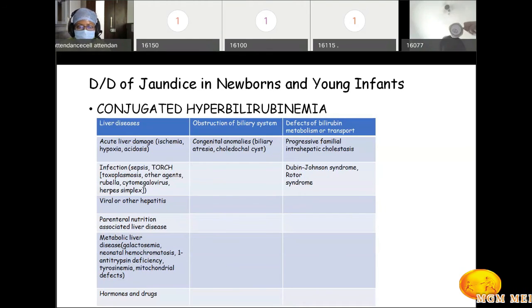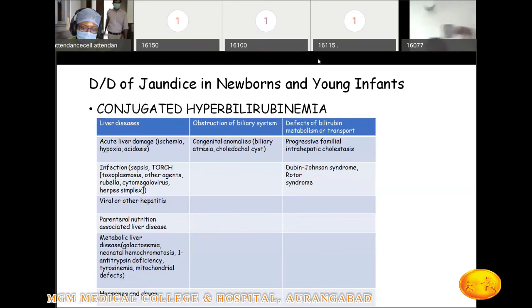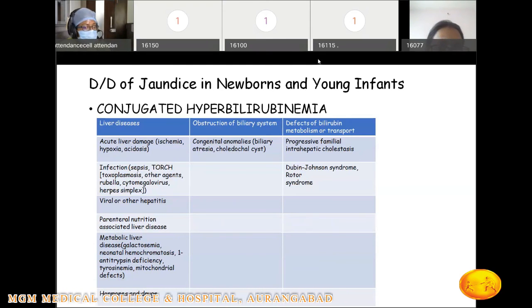So infections: you've got viral or other hepatitis. Some viral organisms like enteroviruses can cause it in the newborn period or early infancy. Then in the NICU you use TPN, total parenteral nutrition, which is another thing that can cause it. You've got metabolic liver diseases like galactosemia, neonatal hemochromatosis, alpha-1 antitrypsin deficiency, and mitochondrial defects. So those are your metabolic conditions.